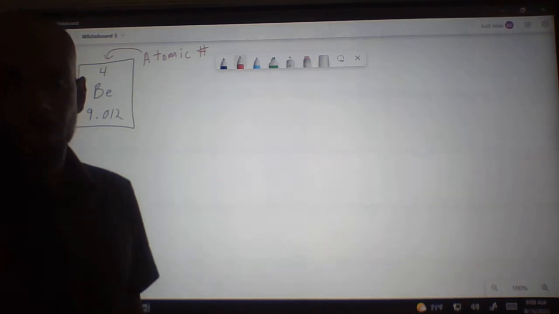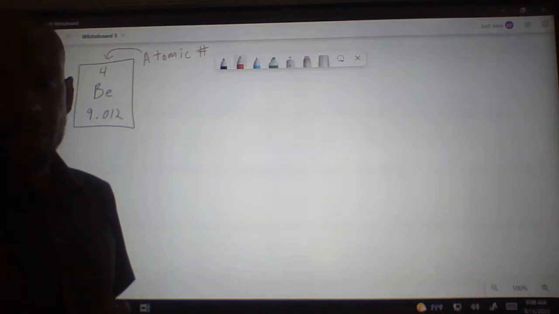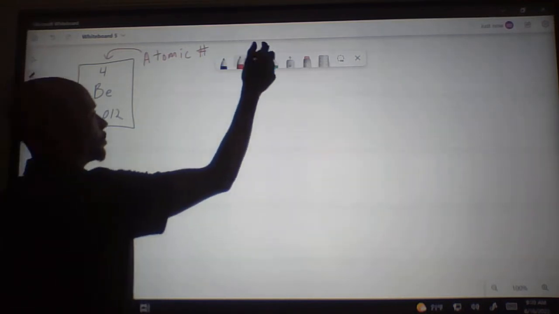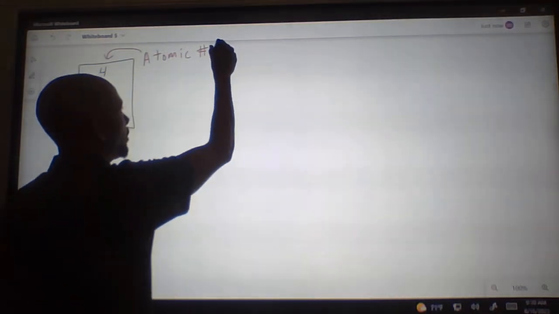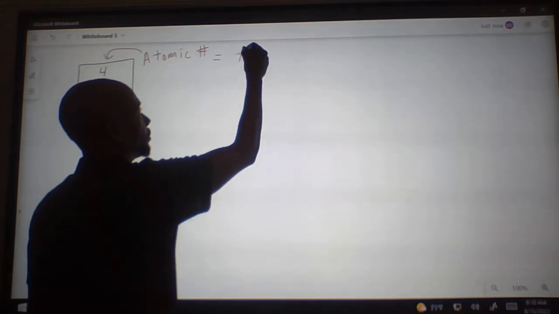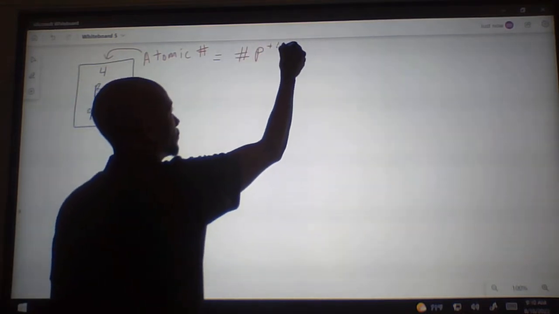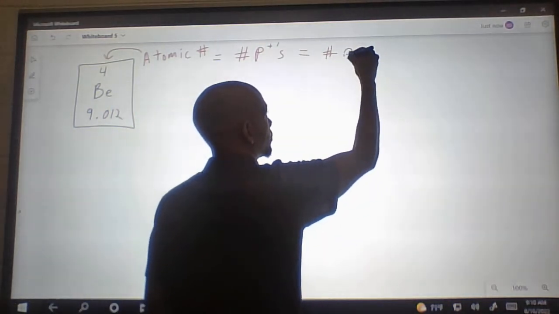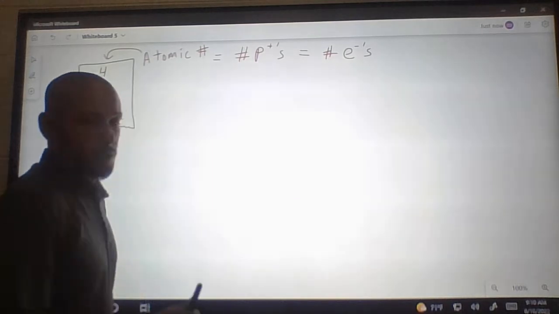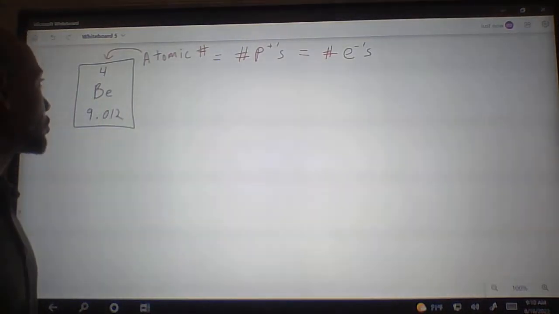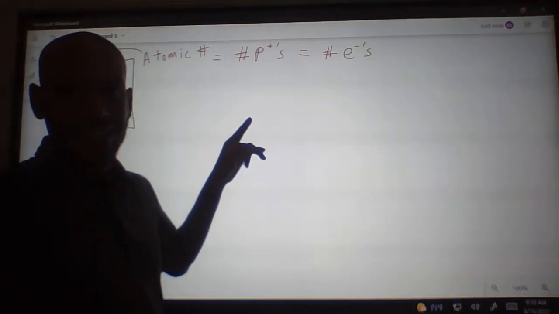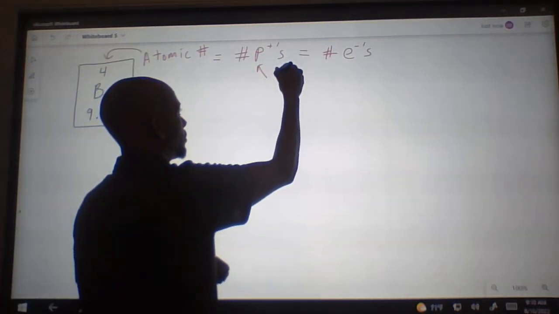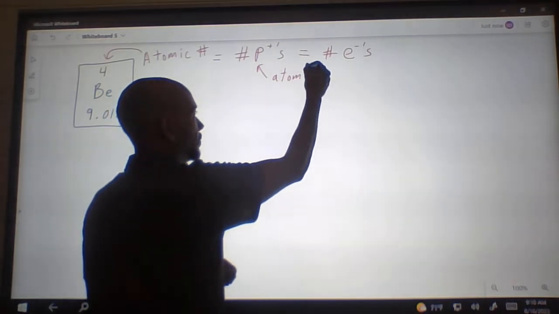My atomic number is going to tell me the number of protons. It also tells me the number of electrons. So atomic number, that's going to equal my number of protons. It also equals number of electrons. So it equals both of those. And for the atom's identity, we always look at the number of protons. So this is the atom's identity.